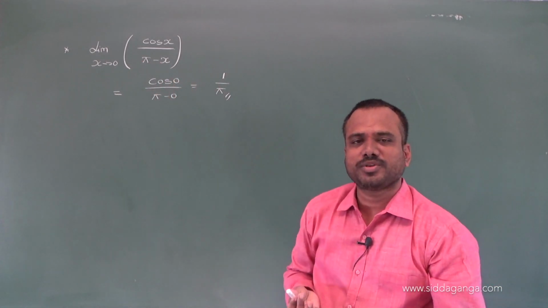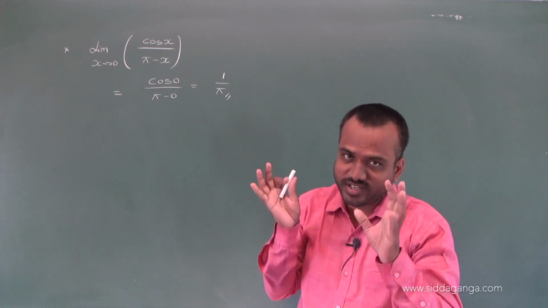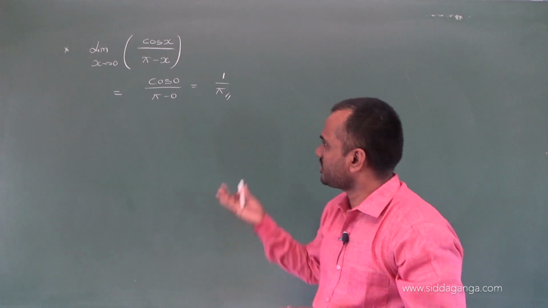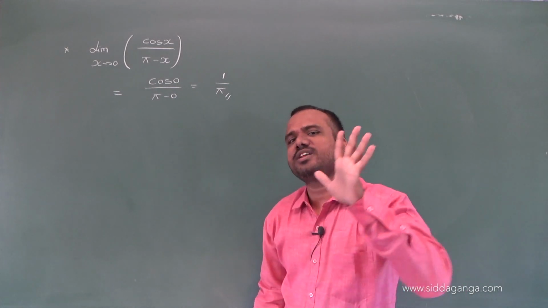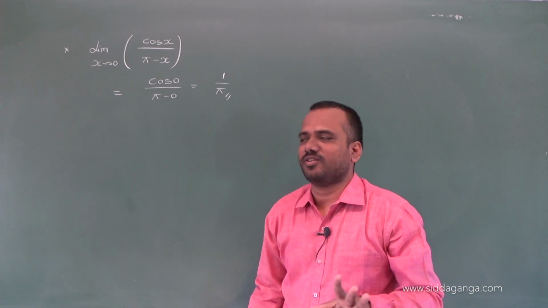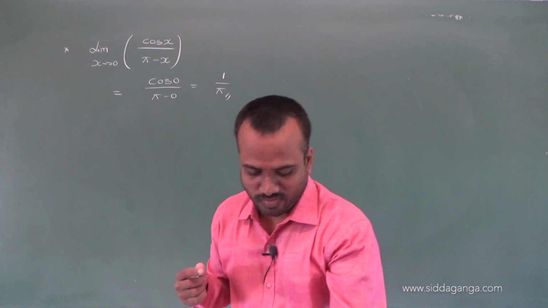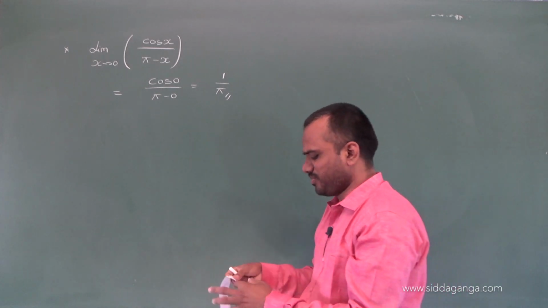Over. The problem is over. If it is indeterminate, we go for another step of simplification. So here we got a finite value, a unique finite value. If it is a unique finite value, then it is the limit value. Next problem. See, very simple problem this one.